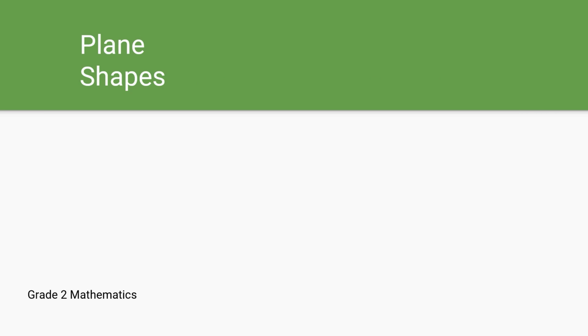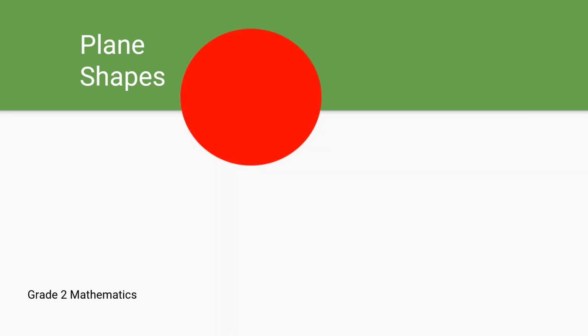Shapes are all around us. Everything we see is made up of shapes. Do you know the name of these shapes? As I show you the shape, say the name of it out loud. Do you know the name of this shape? It's a circle.